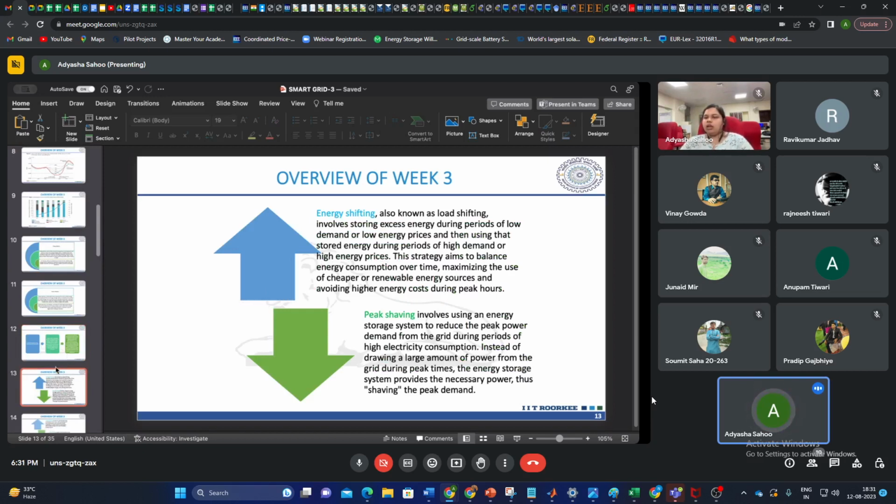So another key concept that you studied this week was energy shifting versus peak shaving. These two concepts are nearly the same, but they differ in their objective, what they want to do. Although they perform in a similar manner, what they want to achieve, or their aim, is different. So, can anyone tell me what is the difference between energy shifting and peak shaving?